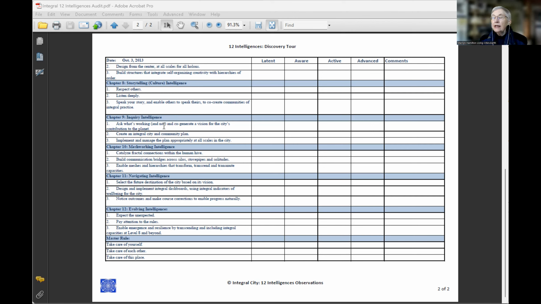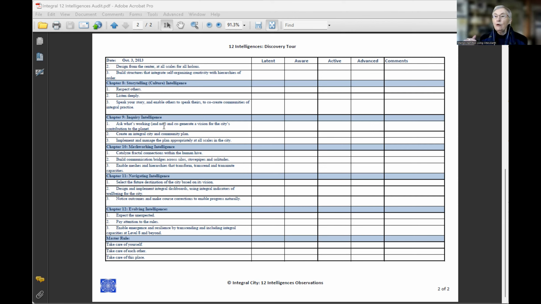So this inquiry intelligence is not doing a heavy top-down, this is the way you should do things. Rather, it opens up curiosity, it opens up questioning, it opens up wanting to know how we can work together to co-create a vision. The second element in the inquiry intelligence is creating an integral city and community plan. So is there some evidence that there is an integral view of the city, and is there a plan built around those integral principles?